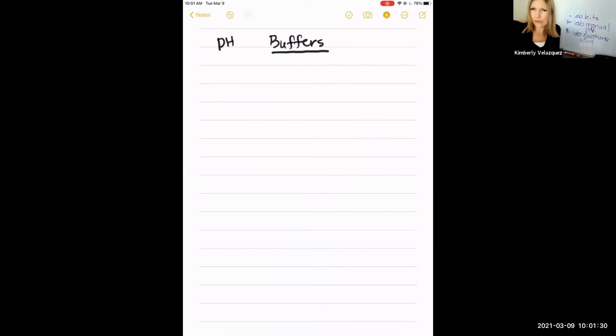Okay, finally. Okay, let's talk about the lab for this week. Again, please take notes because this is the kind of information that will be on the lab exam. So we're looking at pH and we're looking at buffers. And important to remember what buffers do. Buffers regulate pH change.